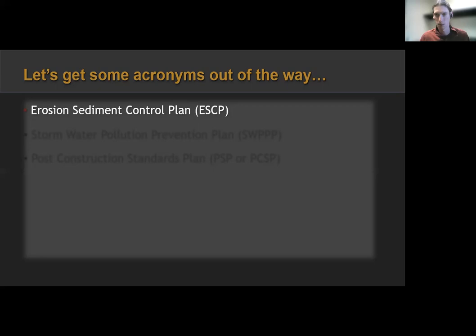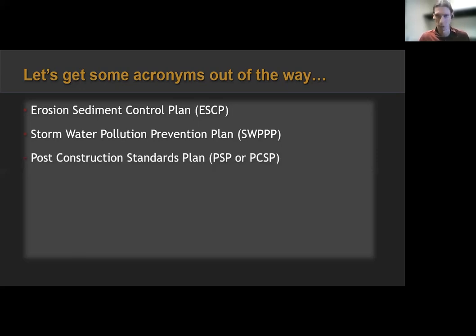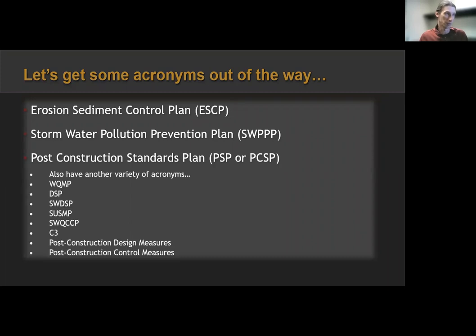This is pretty much the bread and butter, the one that we're going to be talking about a lot today. A Stormwater Pollution Prevention Plan is another one we're going to be talking about, a SWPPP. And the last one is a Post-Construction Standards Plan. These go by many names. Sometimes it's just shortened to PSP, or Post-Construction Standards Plan. Do they just drop the C? Or PCSP. But it has also adopted a variety of other names.